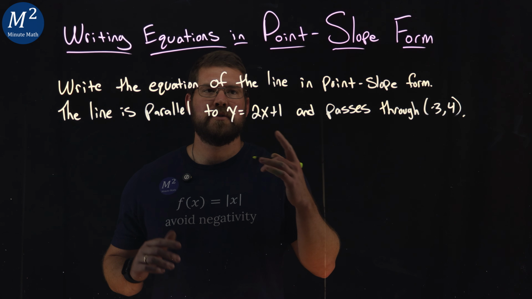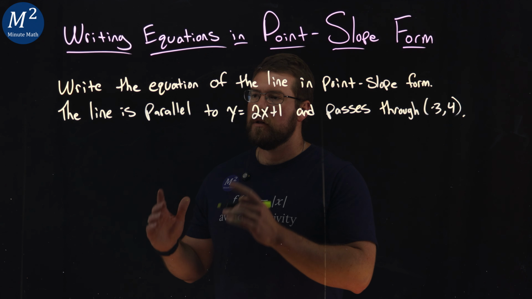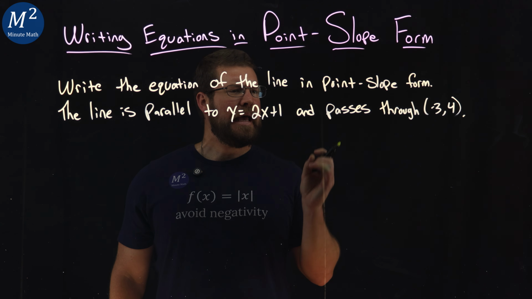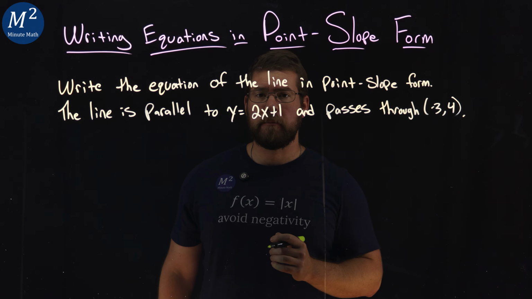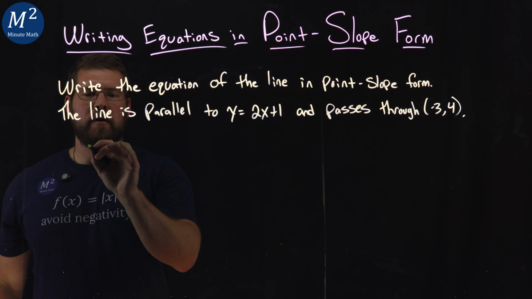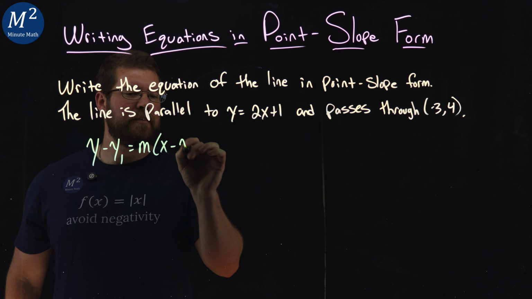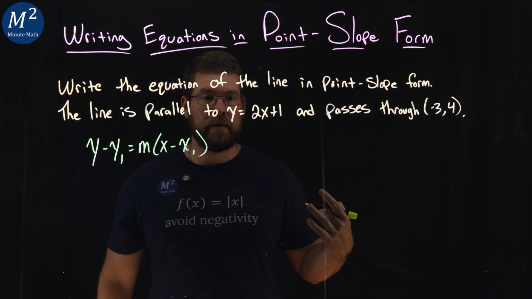Write the equation of the line in point-slope form. The line is parallel to y equals 2x plus 1 and passes through the point -3, 4. All right, we want to get this in our point-slope form. So we have y minus y1 equals m times x minus x1. That's our goal. So we need a slope and a point.